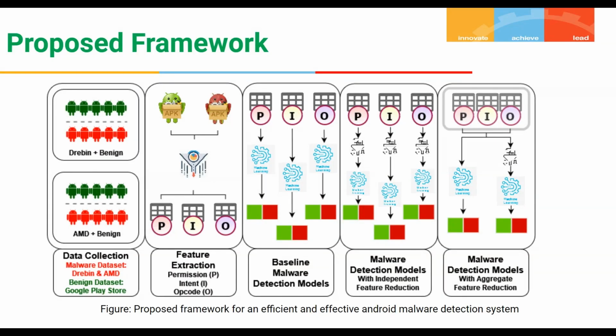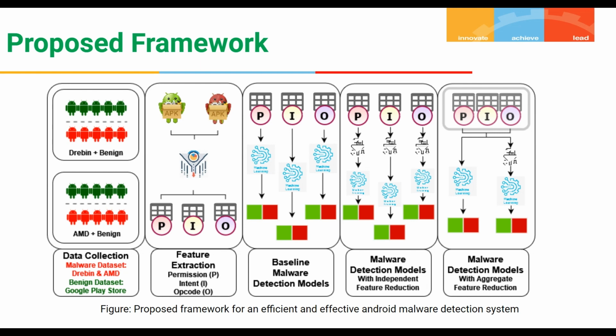So the proposed framework is as follows. The Android apps are collected from Drebin, AMD dataset and Google Play Store. The Android permissions, intents and opcode feature sets are extracted from each Android application by reverse engineering. We then construct baseline malware detection models using the original permissions, intents and opcode feature sets.